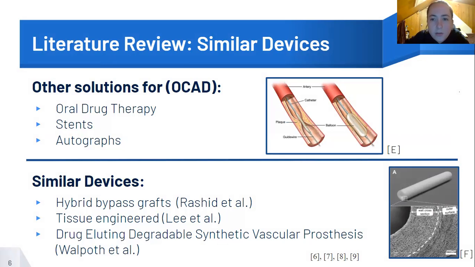A distinction for our device is that it's not intended to serve as a replacement for oral drug therapy or stents, but is instead intended for patients for whom coronary artery bypass graft surgery is the best treatment plan. There are no artificial bypass grafts approved by the FDA, but there are a few in development. Some examples are a hybrid bypass graft, a tissue engineered conduit, and a drug-eluting vascular prosthesis. All of these grafts use a flexible polymer, and the first two use tissue engineering techniques. A drawback of artificial grafts is a high rate of stenosis, and again, a lack of FDA approval.